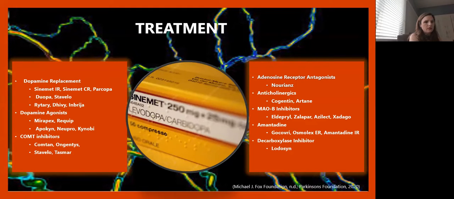As you can see, pretty much all of these medications seem to have a common side effect of hallucinations, which can be pretty disheartening, because there's a fine line between having hallucinations specifically from the disease, but also having them worsen from the medications themselves. Okay, next slide.